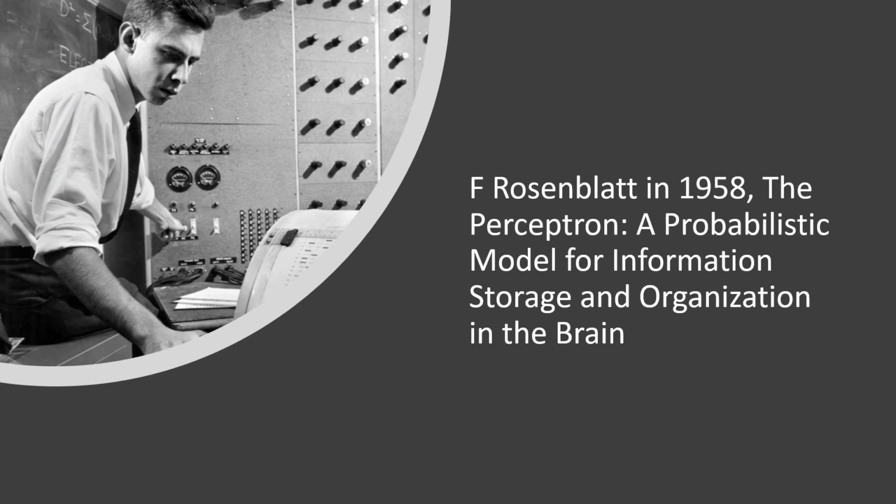First introduced by Rosenblatt in 1958, the perceptron, a probabilistic model for information storage and organization in the brain, is arguably the oldest and the most simple of artificial neural network algorithms. The perceptron is still a very important algorithm to understand as it sets the stage for more advanced multi-layer networks.